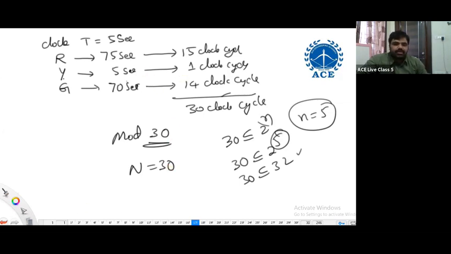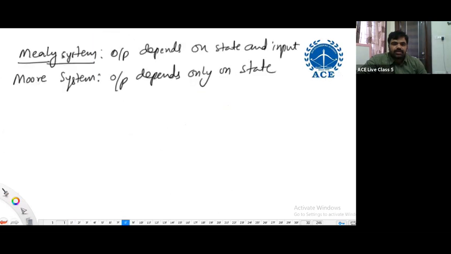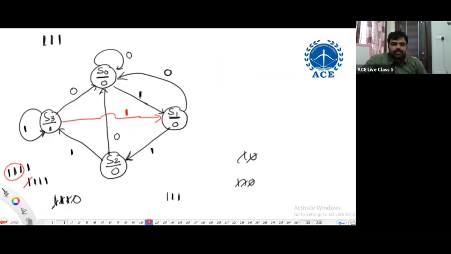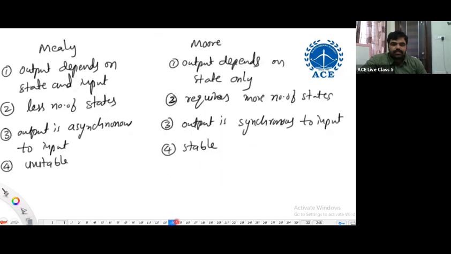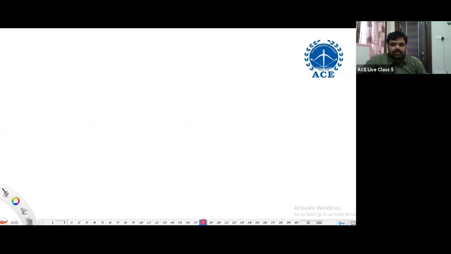Any questions on this? I suggest you write a state diagram for the sequence 11011 detector, one overlapping and the other non-overlapping. Not now, later. Practice this. If you find any doubt, please let me know.